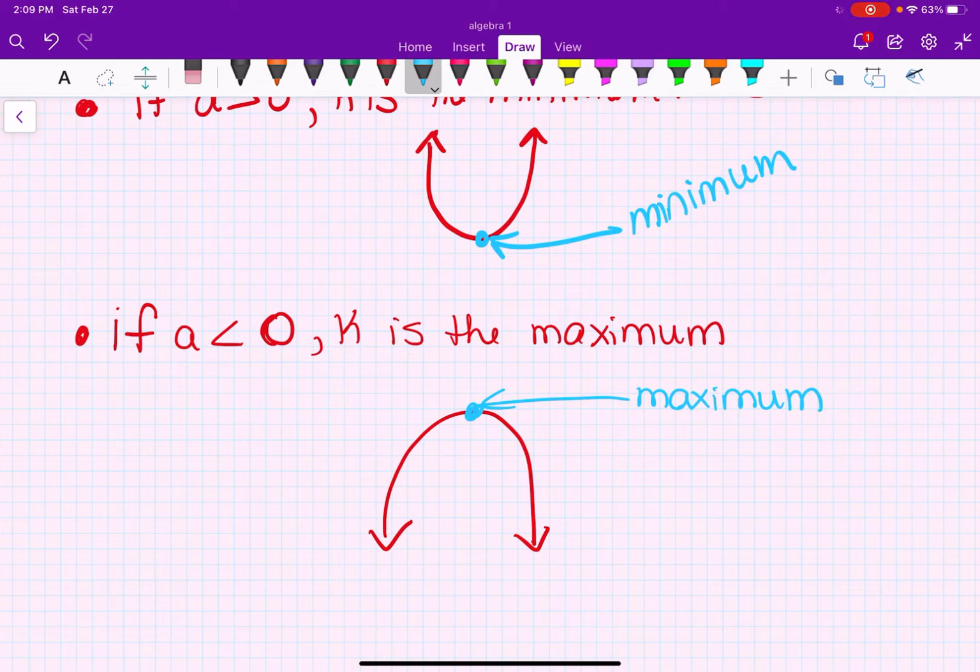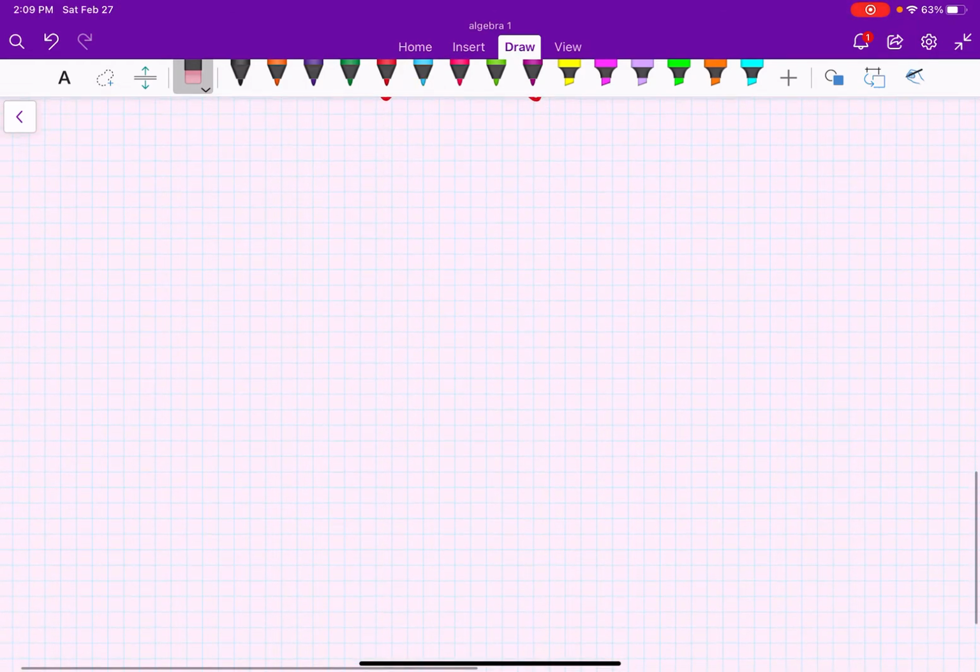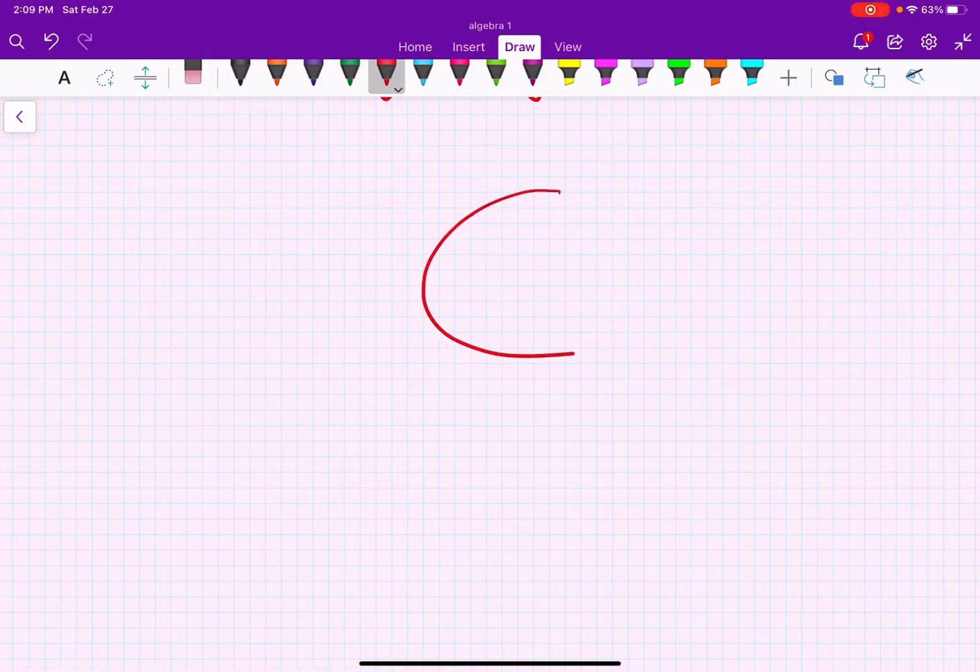y equals is a function, but we can also have a parabola that's sideways. The difference is it's not a function anymore, okay? Because it wouldn't pass the vertical line test. So we could have a parabola that faces right, or we could have a parabola that faces left. That's also part of what we're going to be doing here.